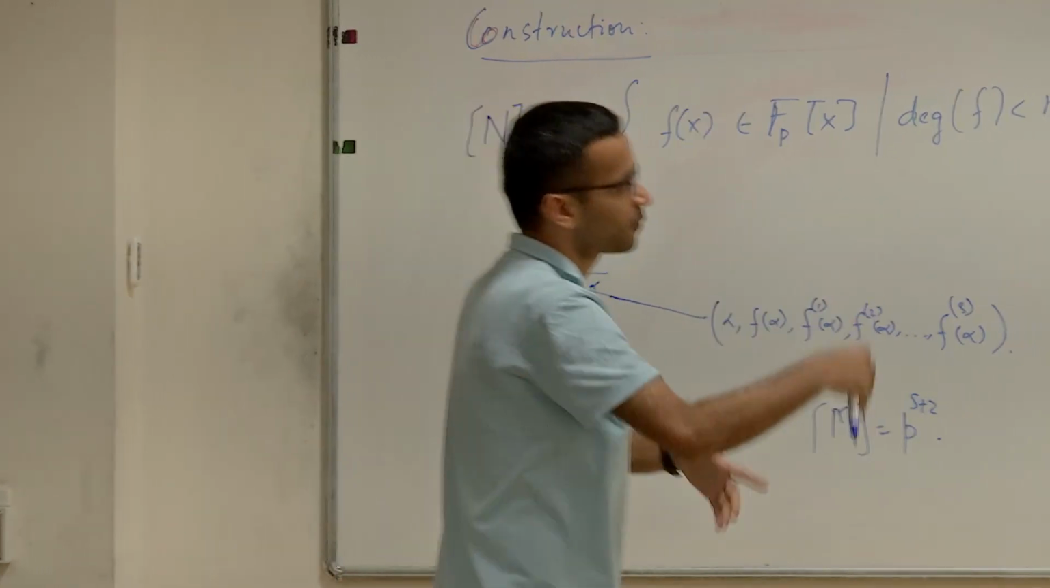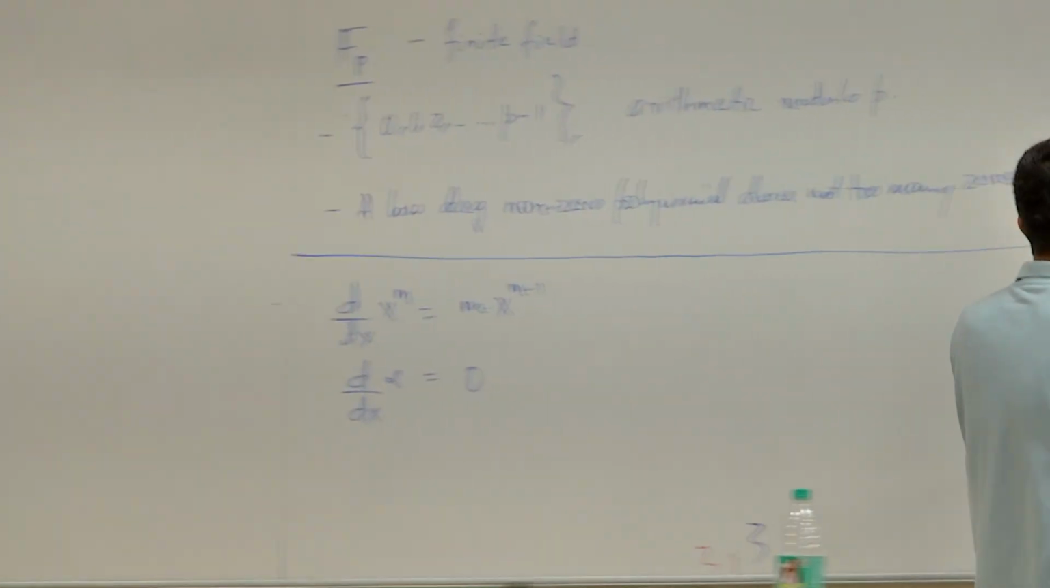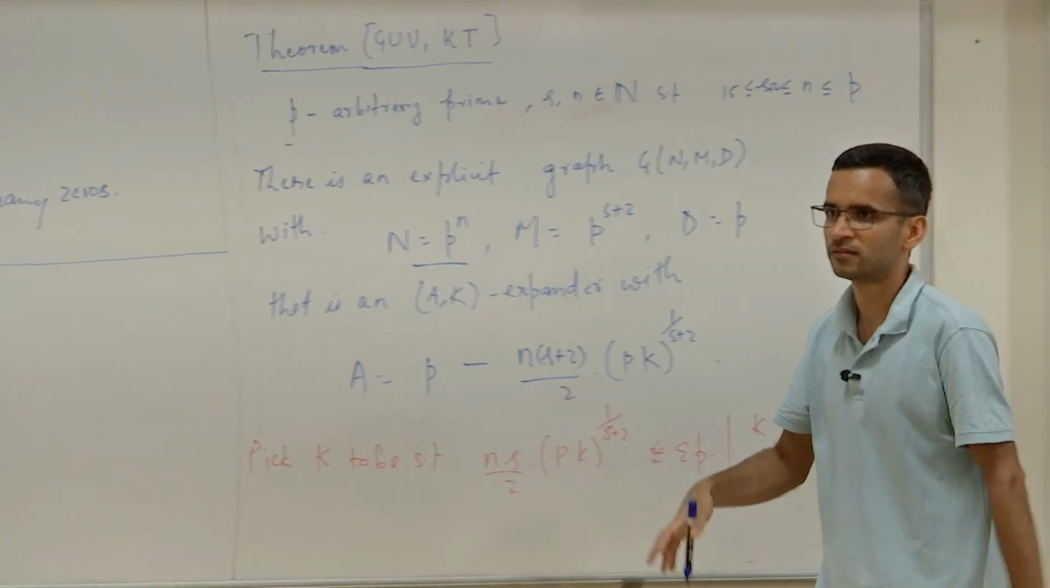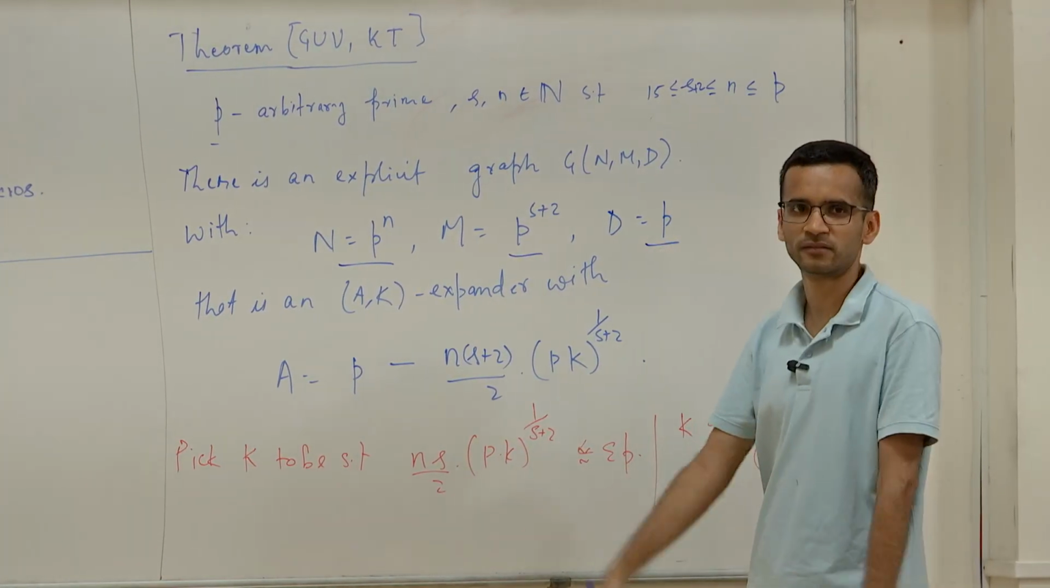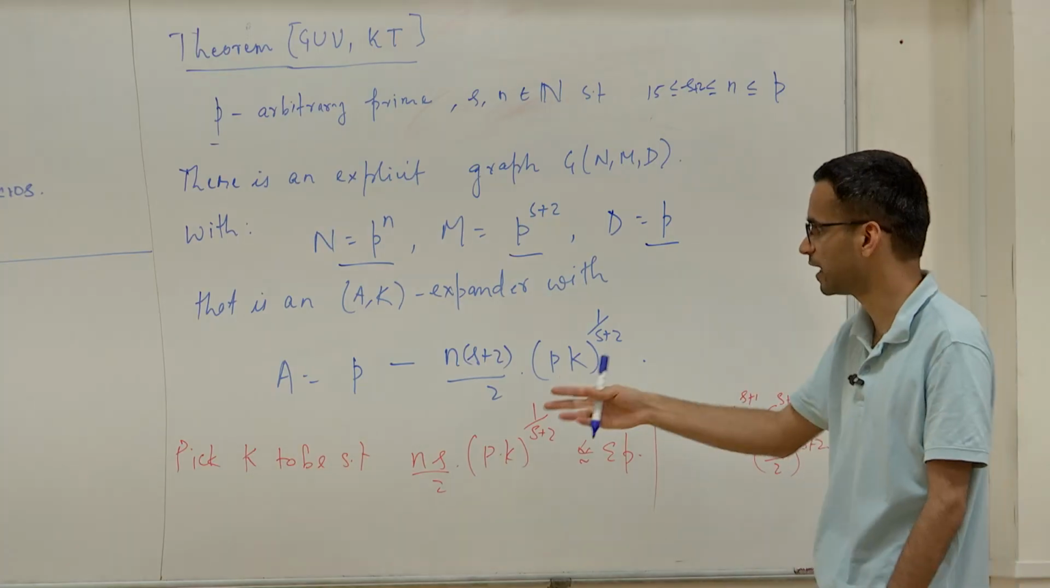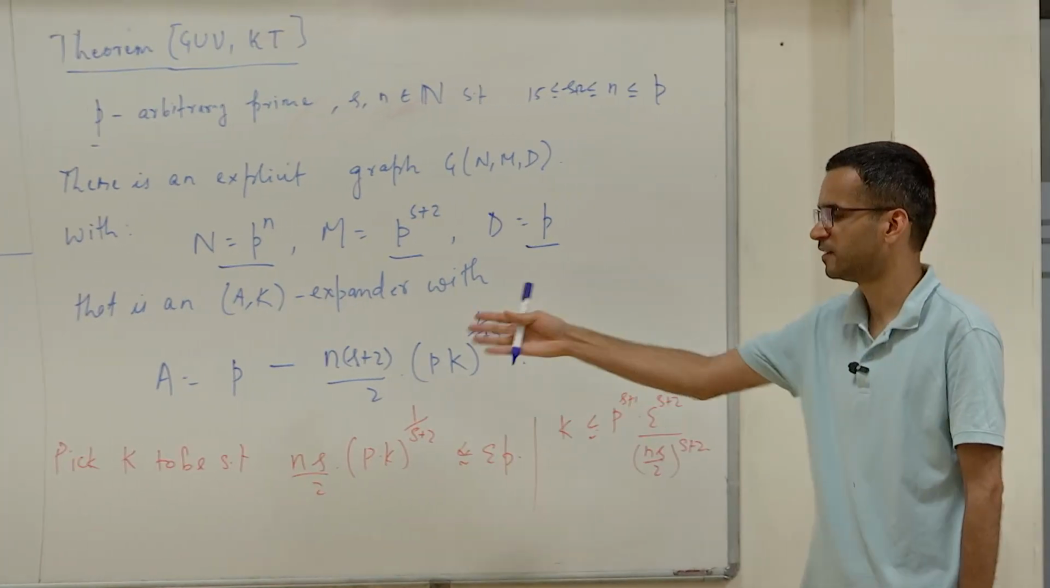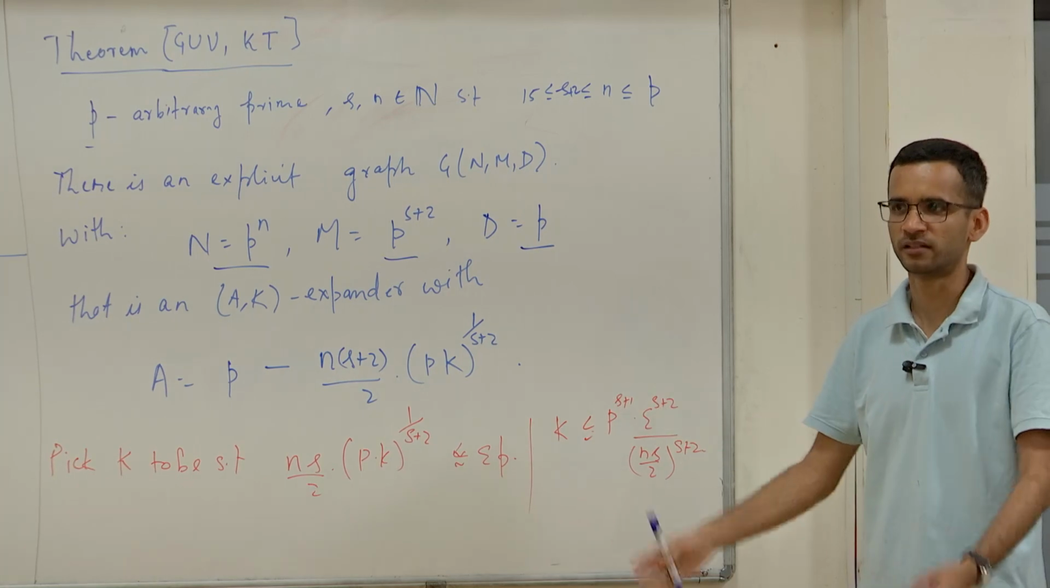So all the syntactic properties should be easy to see now. The left hand side is indeed p to the n, the right hand side is indeed p to the s plus 2, and the degree is indeed d. We have to show that for all small enough sets, you get nearly optimal expansion.